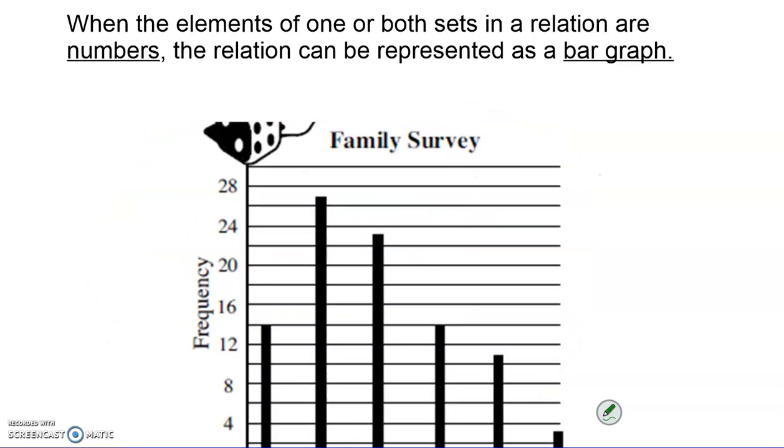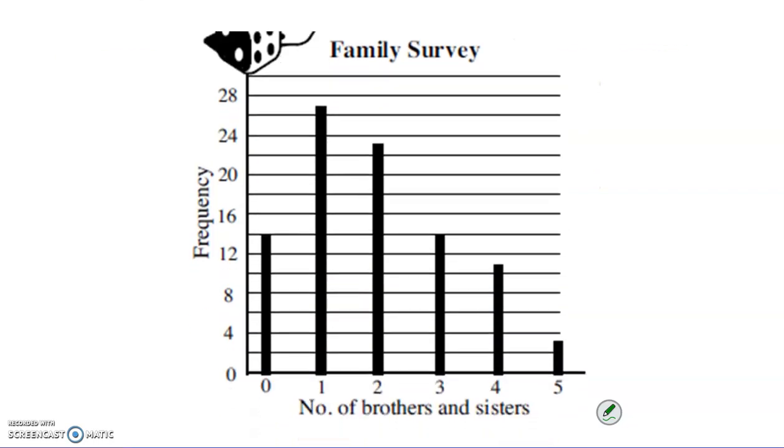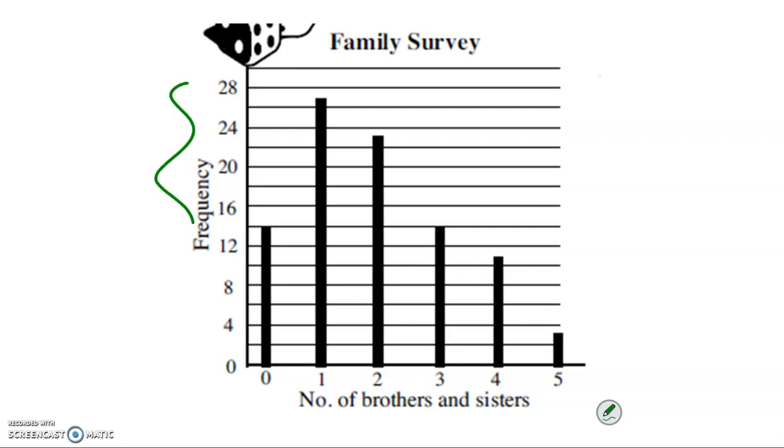Now our next example, just a few little notes. When the elements of one or both sets in a relation are numbers, then the relation can be represented as a bar graph. So I'm sure you've seen a bar graph before in Math 9, but you can just put the numbers on the sides and then draw your bars.